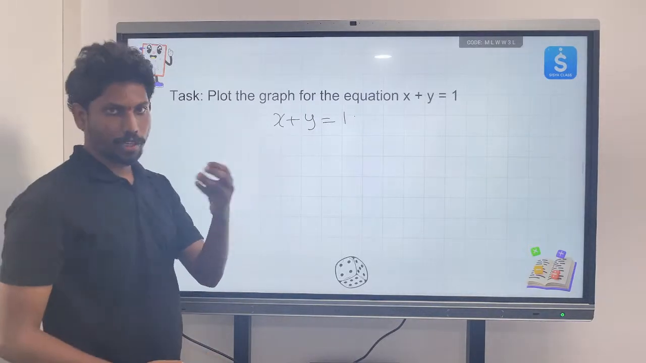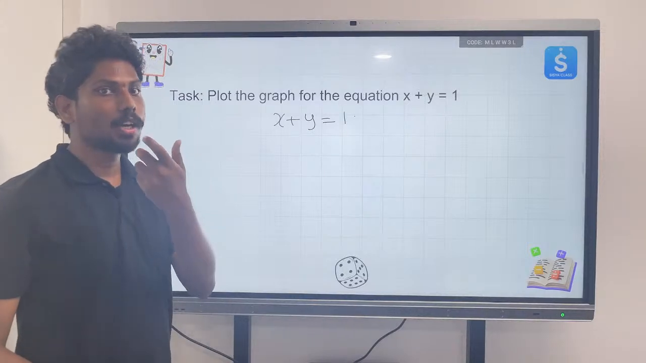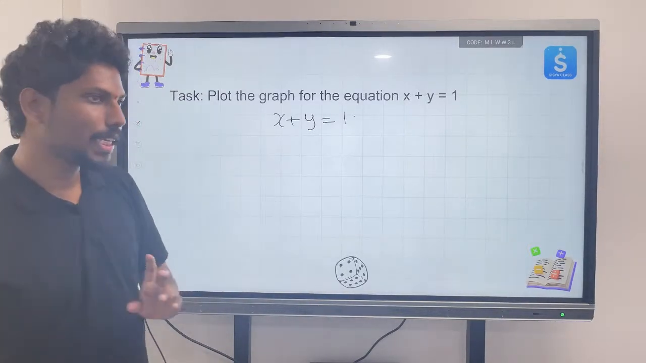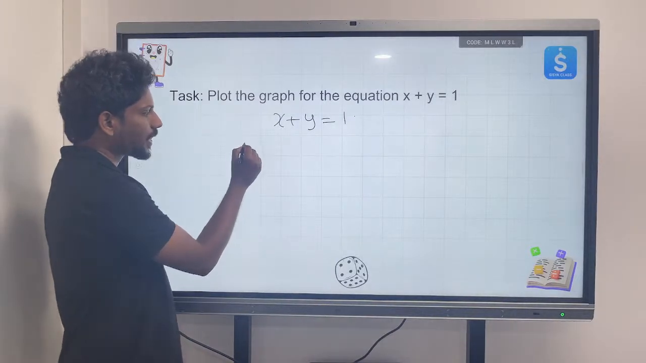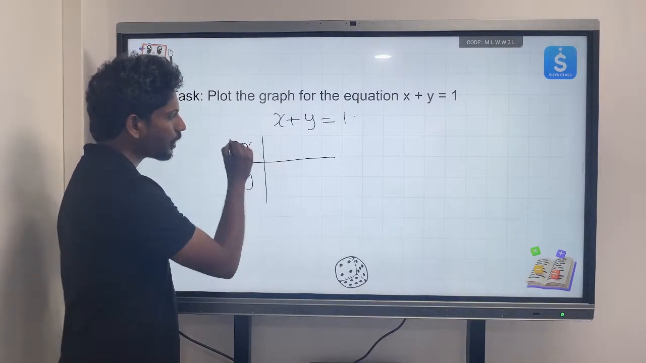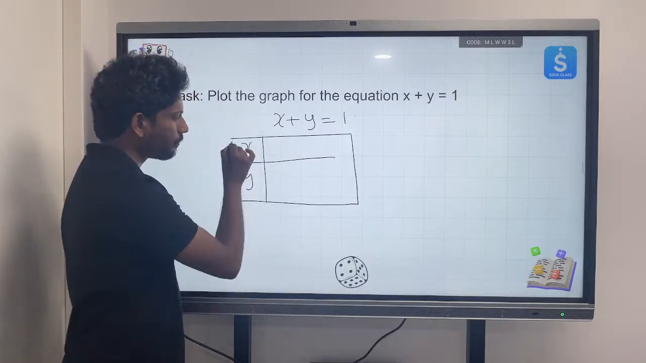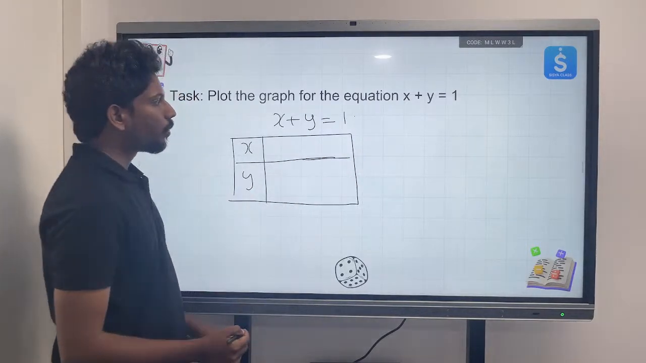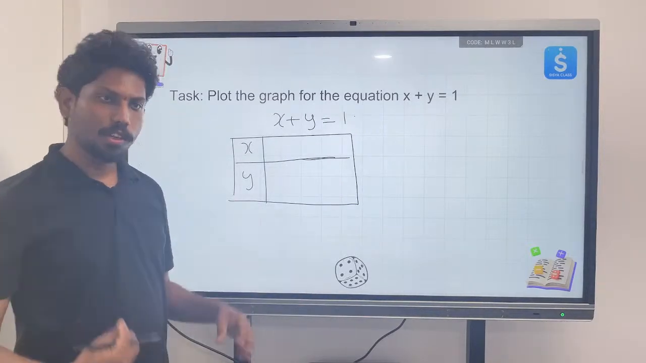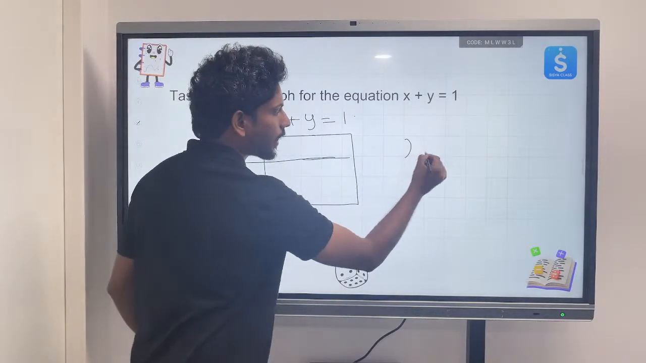So, how do we plot? In order to plot this graph, we need to have some coordinates. Now, how do we find the coordinates? It is very simple and very easy. Please see here. First, draw a tabular column. Now, assume any value of x and find the value of y. Okay, so I'm just writing the equation again.